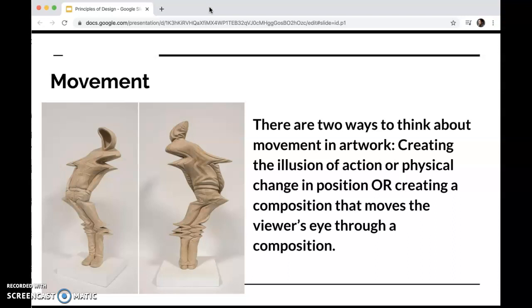But you could also think about it by actually having something that is really moving in a sculpture and it continues to move, like a kinetic sculpture. Kinetic stands for movement, and you could create a sculpture that is meant to actually be moving while somebody is viewing it.